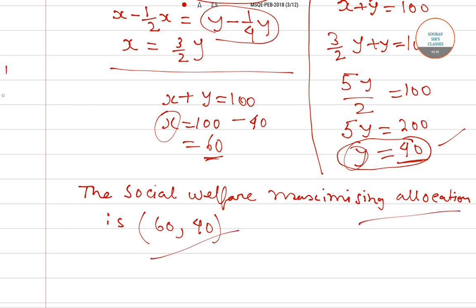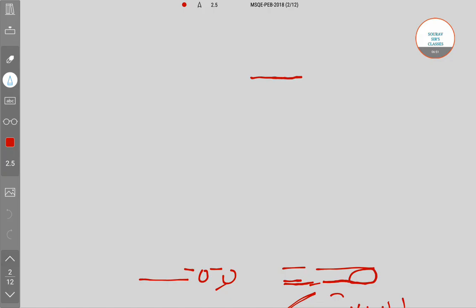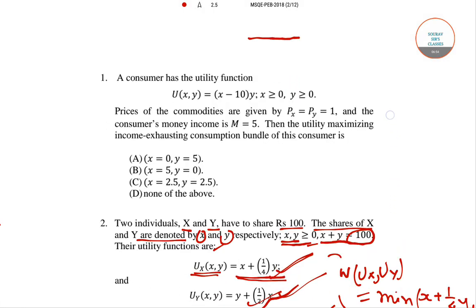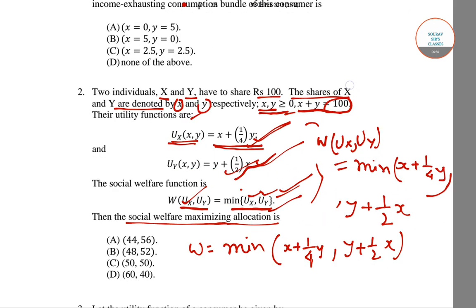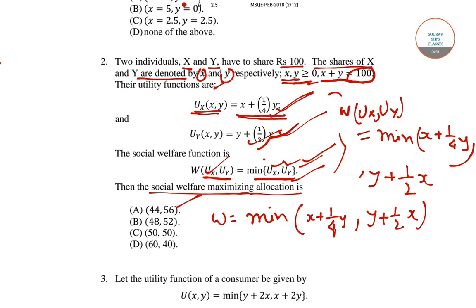Now if you go to the question, in the question there are 4 options. A is 44, 56, B is 48, 52, C is 50, 50 and D is 60, 40. So the right answer is option number D for question number 2 from MSQE PEB 2018 question paper. So in today's video we talked about MSQE PEB 2018 question number 2.